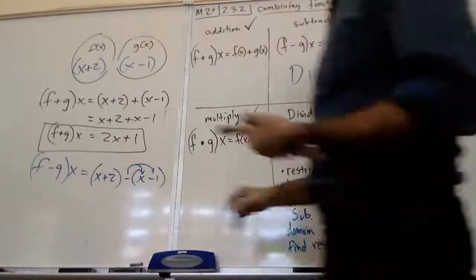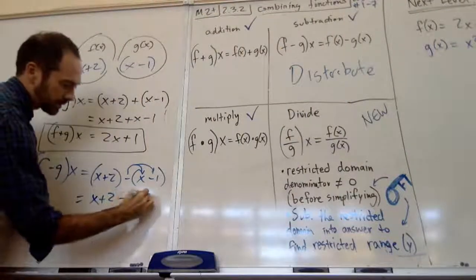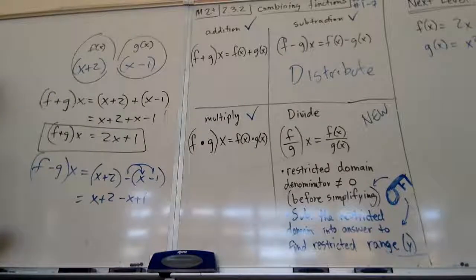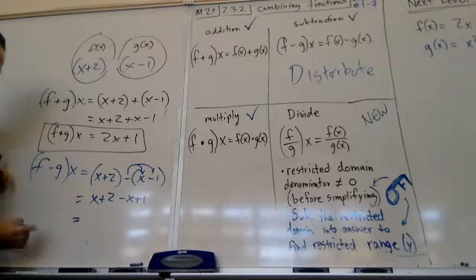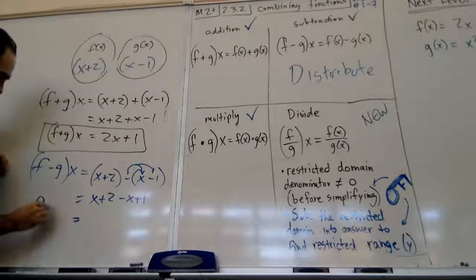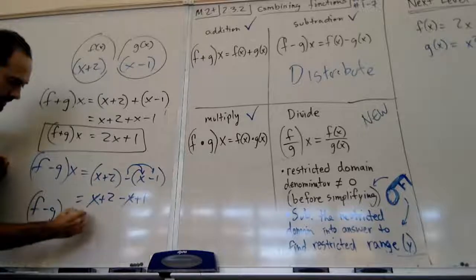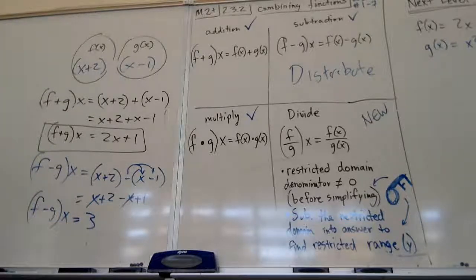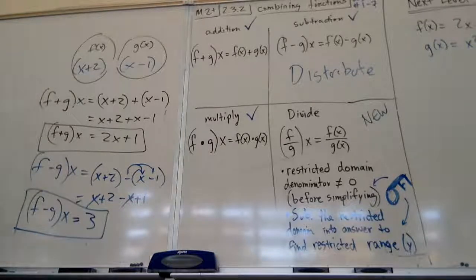All right. We distribute, and we get x plus 2 minus x plus 1, because I distribute that to the negatives. In this case, we get f minus g of x is equal to, the x's are gone, so it's equal to 3. Which is possible. That's fine. That'd be my answer in that case, based on the f of x and g of x we started with.